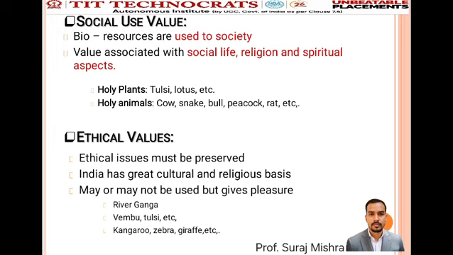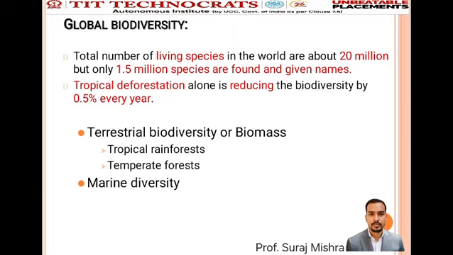Let's discuss about the global biodiversity. We already know that the total number of living species in the world are about 20 million, but only 1.5 million species are found and given name. These species could be terrestrial biodiversity or the marine diversity.